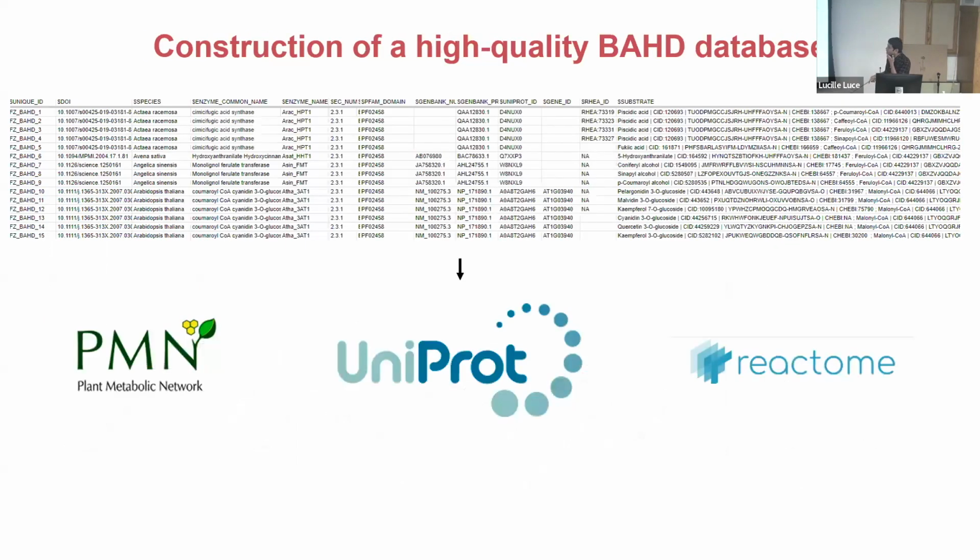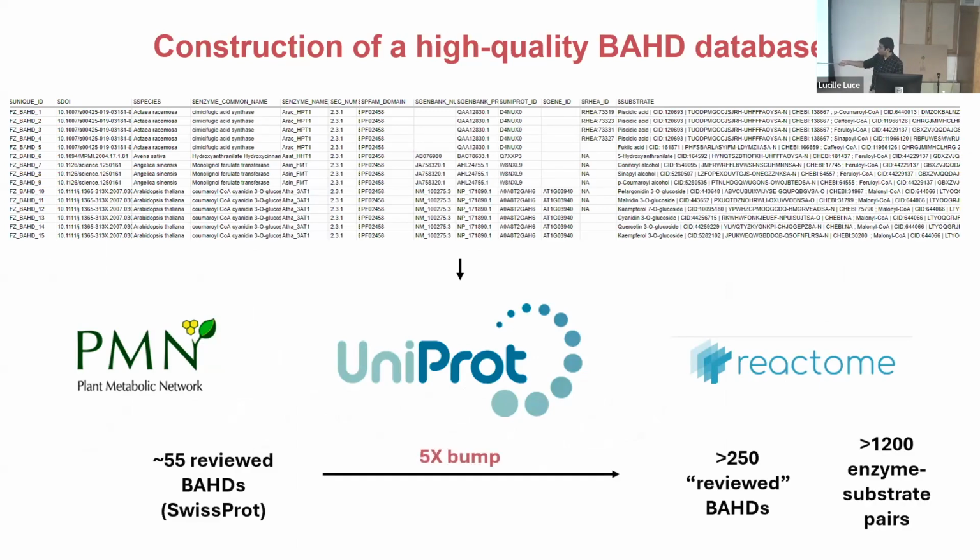Just to give you a sense of how much improvement this makes, we curated this heavily for BAHDs, and we submitted the activities to 3 different databases. In UniProt itself, from 55, this goes to 250 BAHDs, a 5-fold jump, if we take the curated activities and put them into databases. And you can trust what goes into UniProt now because at least 2 and mostly 3 people have looked at each entry, and then UniProt will also look at it. This is going to be high quality.